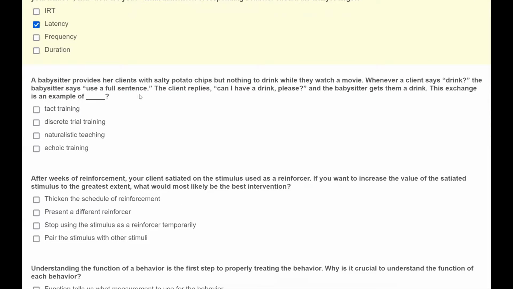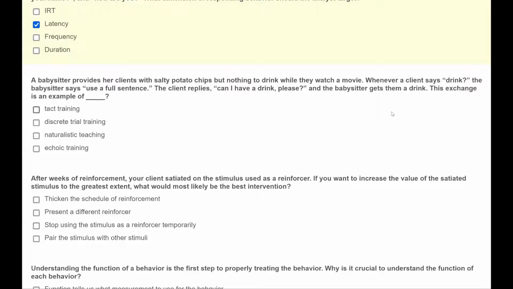The babysitter provides her clients with salty potato chips with nothing to drink while they watch a movie. Whenever a client says drink, the babysitter says use a full sentence. The client replies, "Can I have a drink, please?" And the babysitter gets them a drink. This exchange is an example of what?